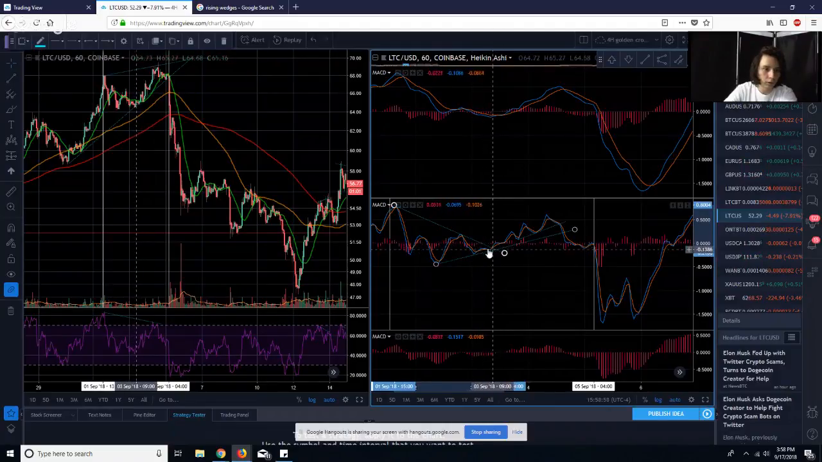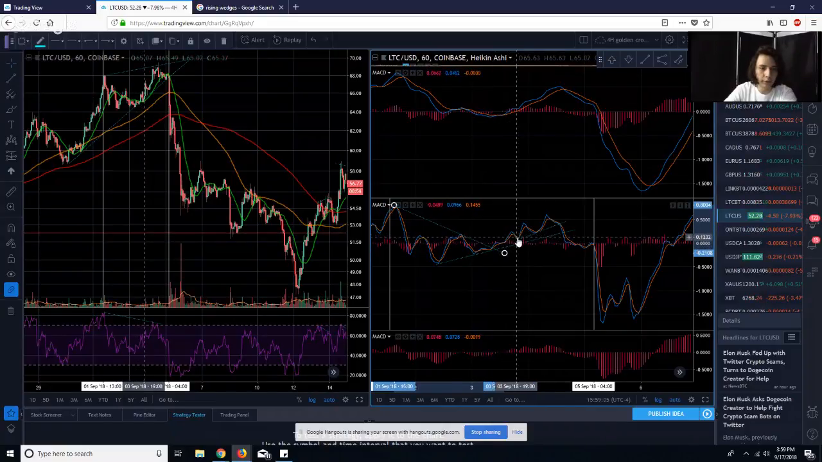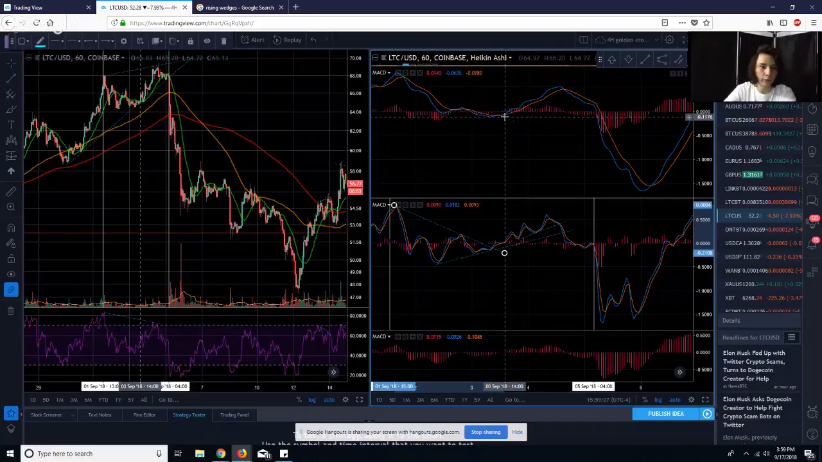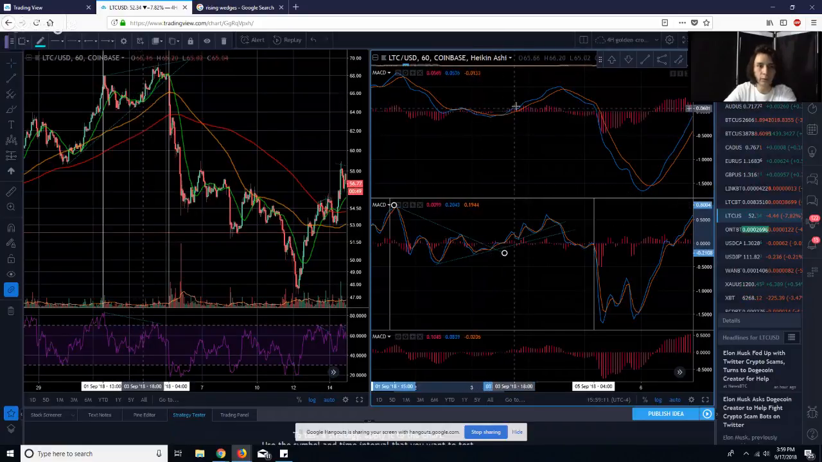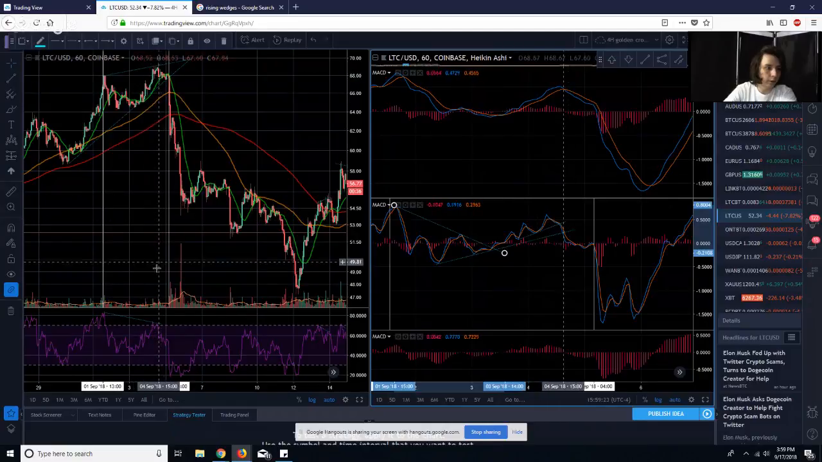All right, so right here, we broke out of this trend. We started the uptrend, right? There weren't any clear sell signals. That's when we crossed this trend. Breaking this trend led us to going above the zero line, right? So we went above the zero line, and then Litecoin started going up. Volume started increasing for Litecoin, so that's a good sign.